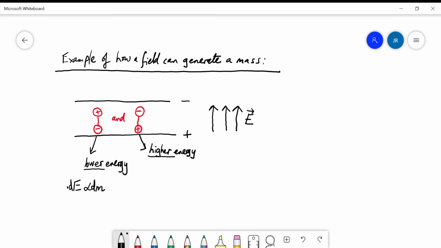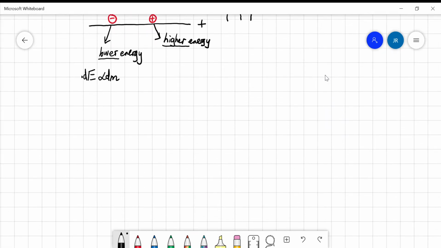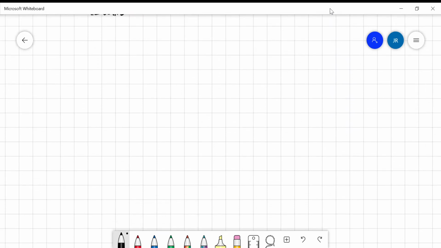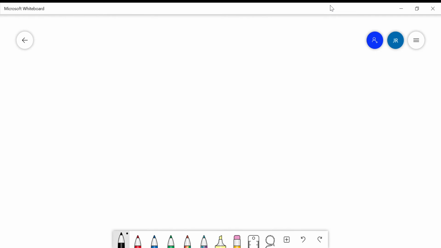Okay, so we don't want to talk about electric fields here. Instead, we want to talk eventually about the Higgs boson, or the Higgs field. So we're going to move on from that.